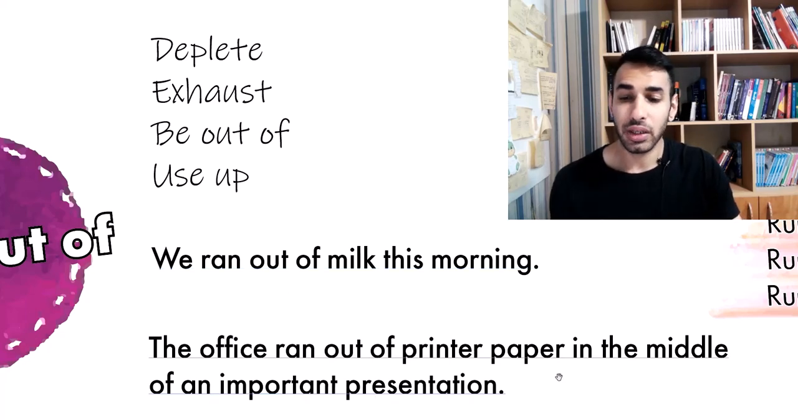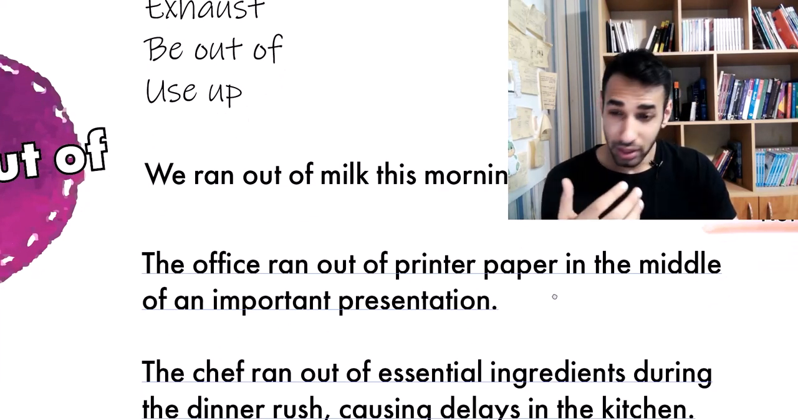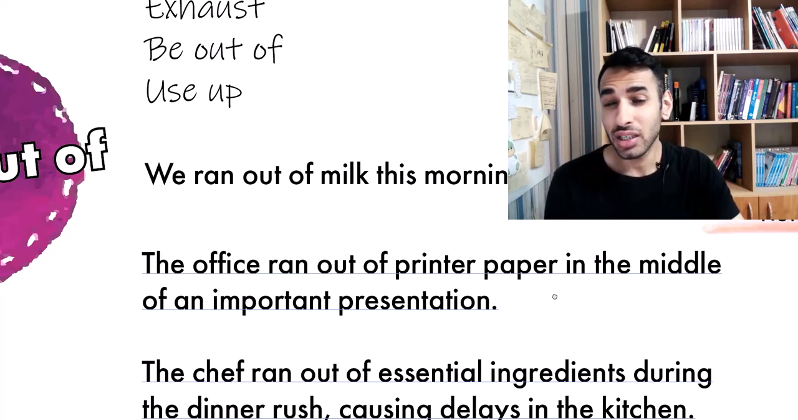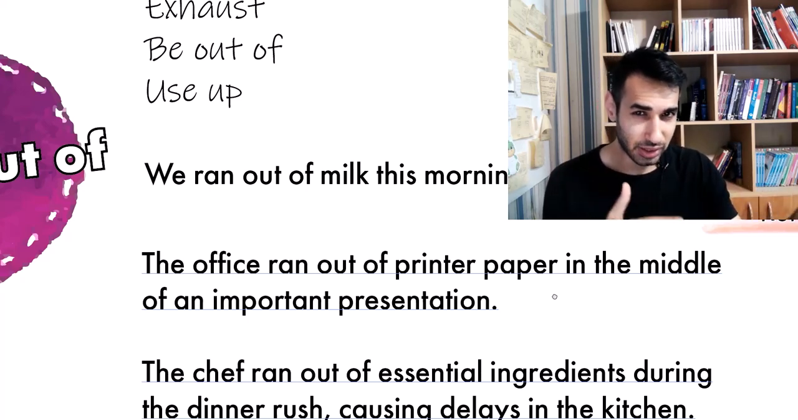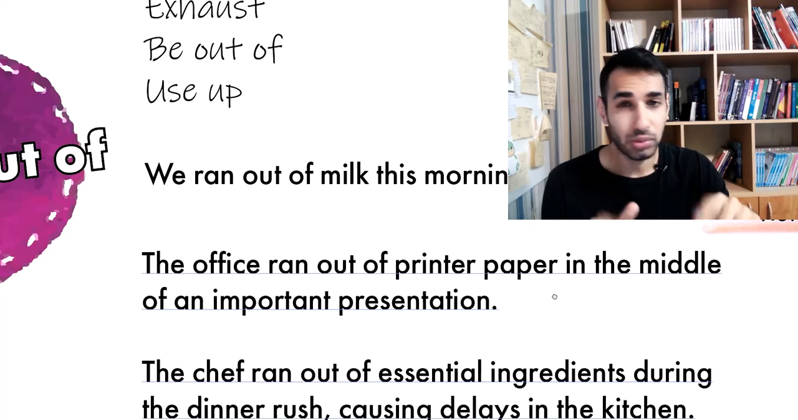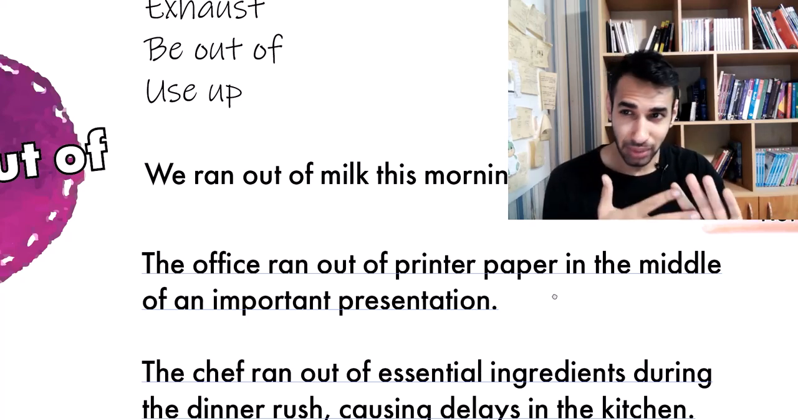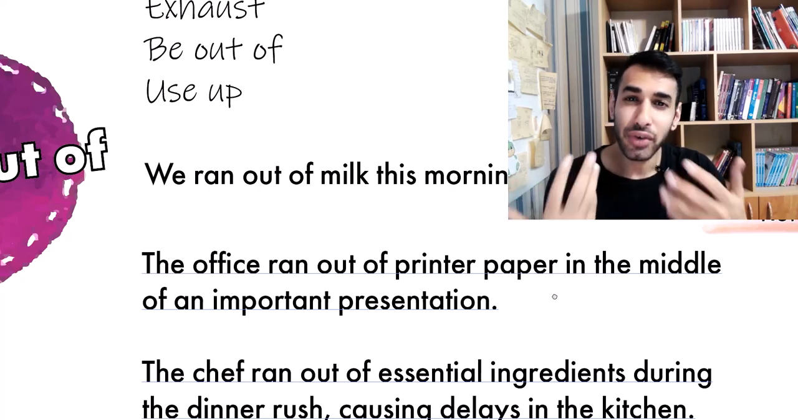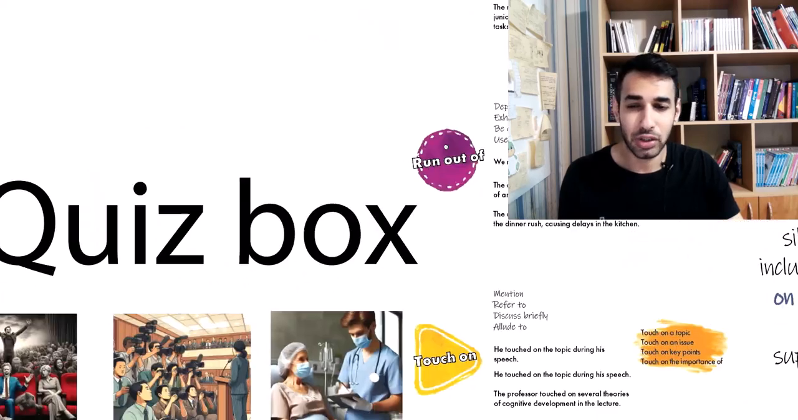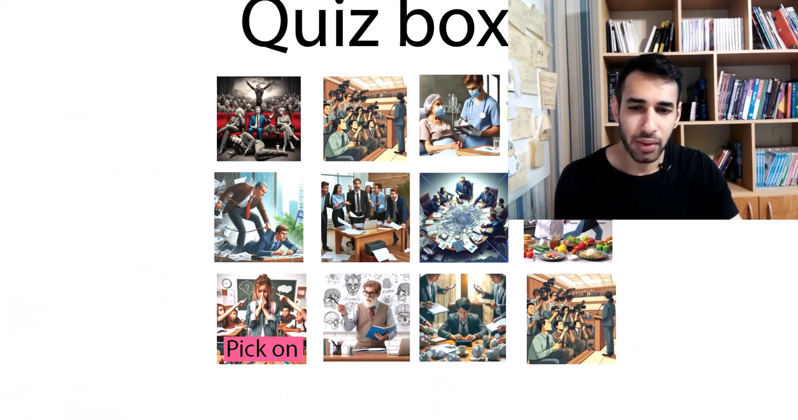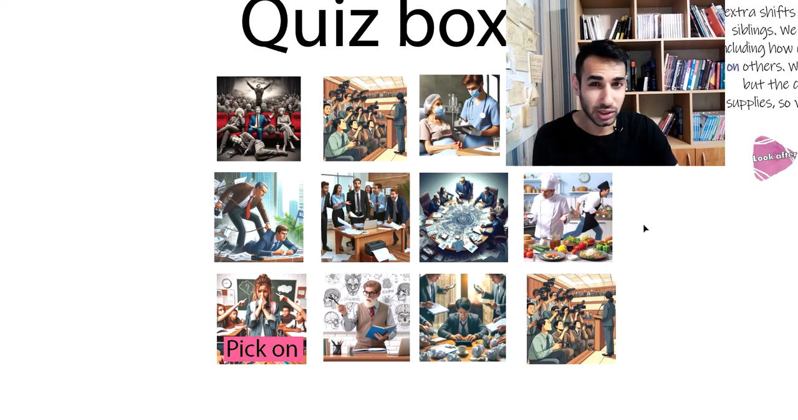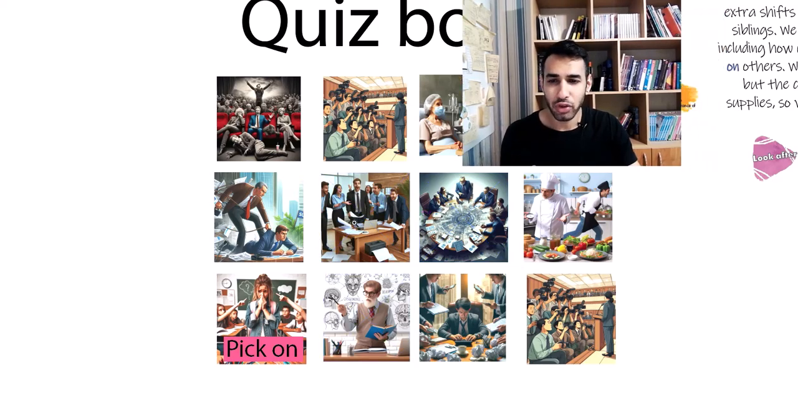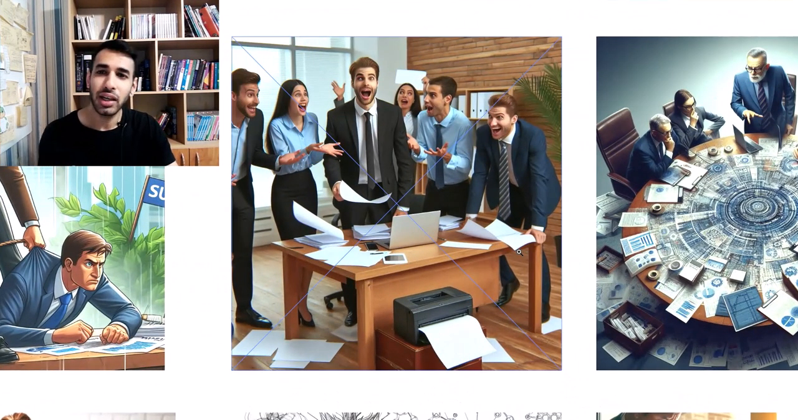The office ran out of printer paper in the middle of an important presentation. There was a presentation. The office needed paper, but they didn't have enough printer paper. It's because they used up all the printer paper, so now they are out of printer paper. They ran out of printer paper. Look at these pictures in the quiz box. Which picture corresponds to the sentence that we just read? Running out of printer paper. That is the correct answer.